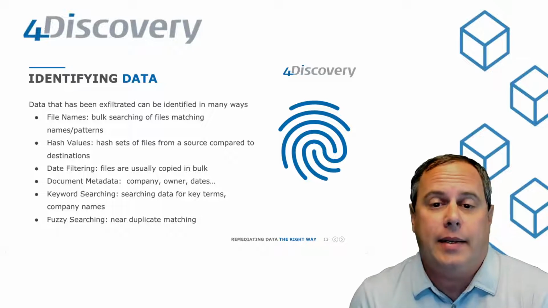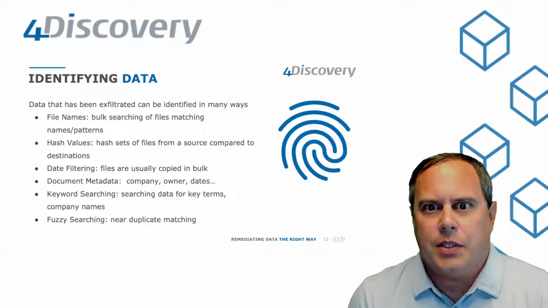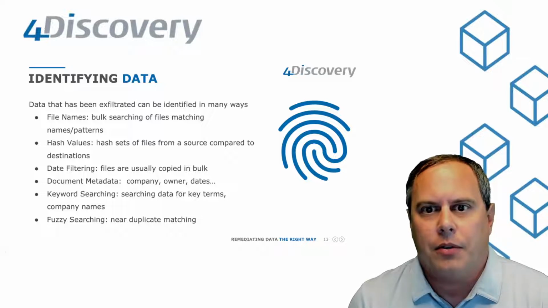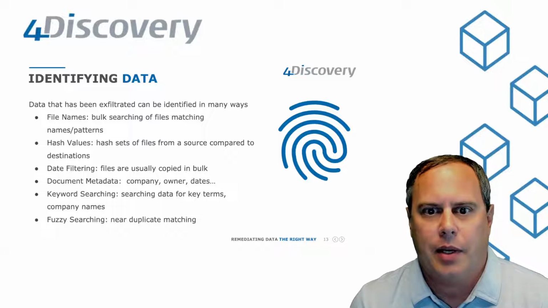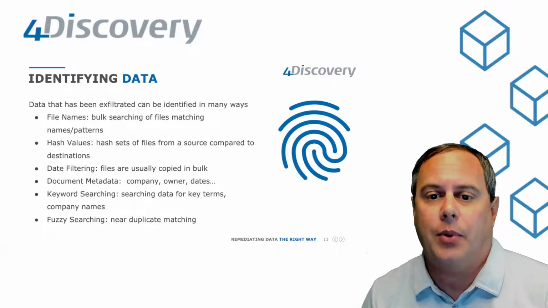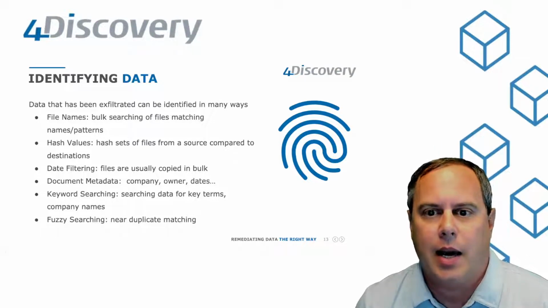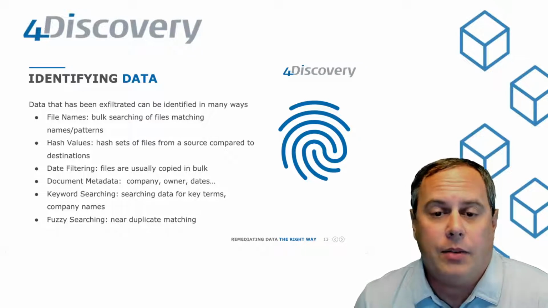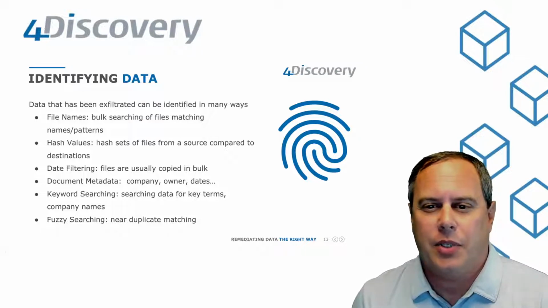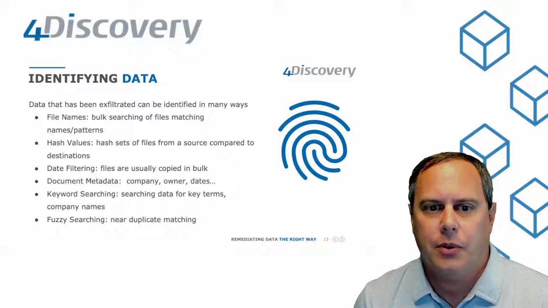You can also use document metadata. So especially for office documents, most of those have an author or an owner or a company associated with internal metadata, dates, last saved. All that internal metadata can be used to filter and find documents that may have belonged to a company, basically the author of the document belonging to Acme Corporation, for example. You can use that to identify documents in bulk. Obviously, you can still keyword search for data. You can use company names, key terms, competitors, whatever that may be, and you can run some searches on those.